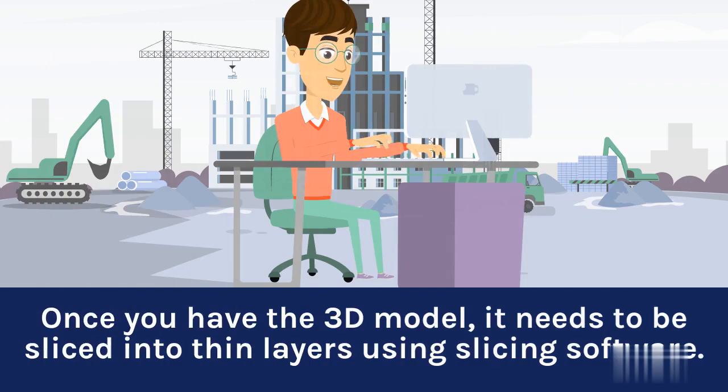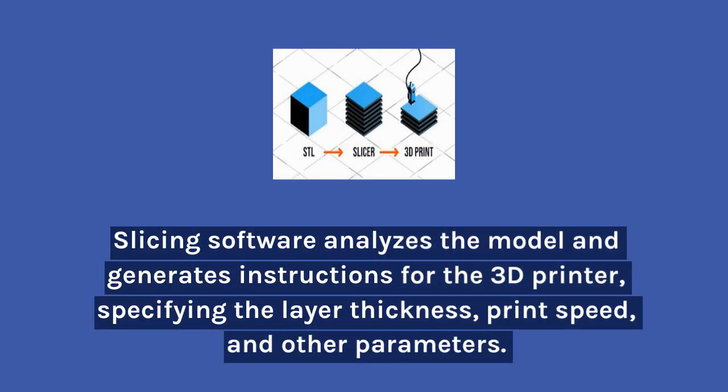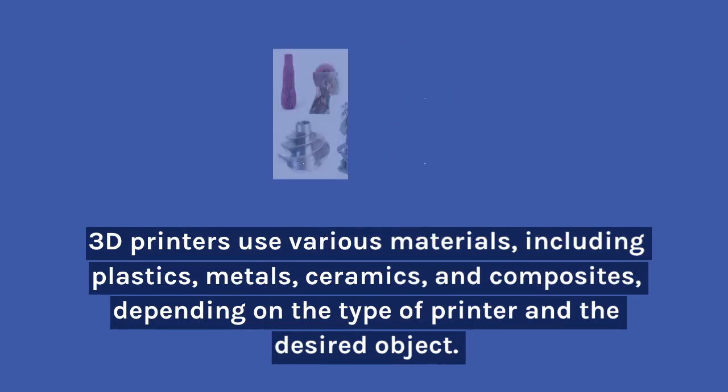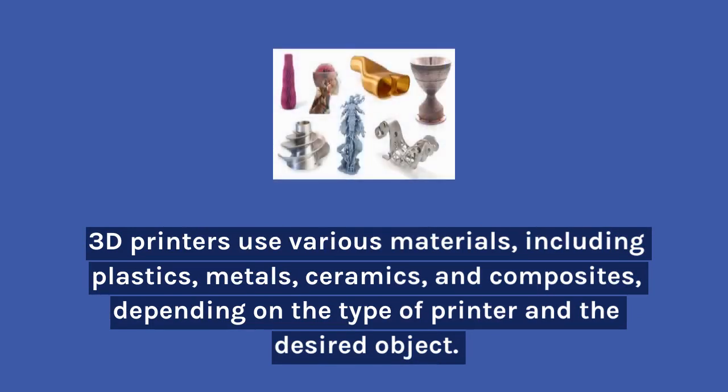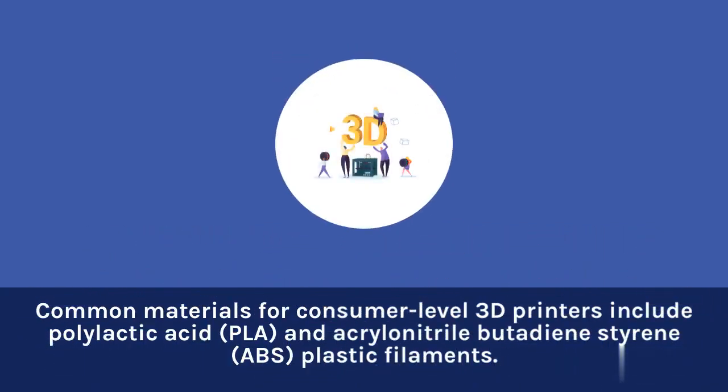Once you have the 3D model, it needs to be sliced into thin layers using slicing software. Slicing software analyzes the model and generates instructions for the 3D printer, specifying the layer thickness, print speed, and other parameters. 3D printers use various materials, including plastics, metals, ceramics, and composites, depending on the type of printer and the desired object. Common materials for consumer-level 3D printers include polylactic acid, PLA, and acrylonitrile butadiene styrene, ABS, plastic filaments.